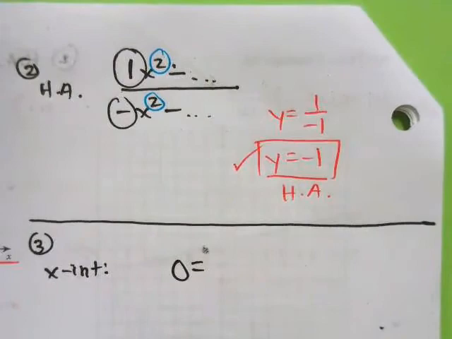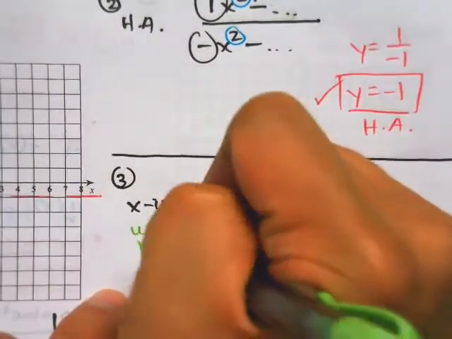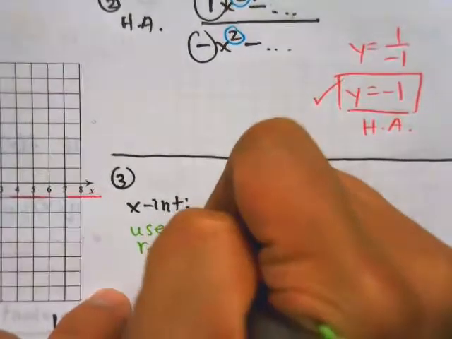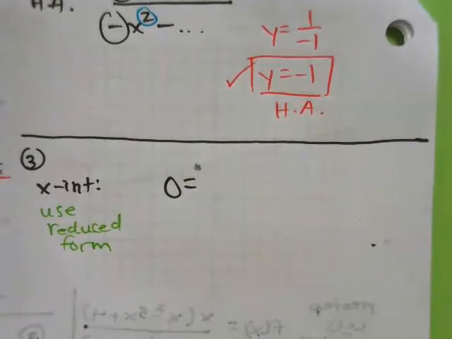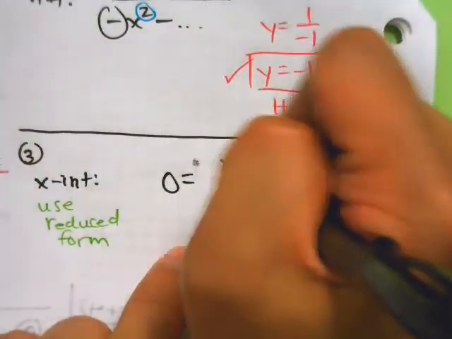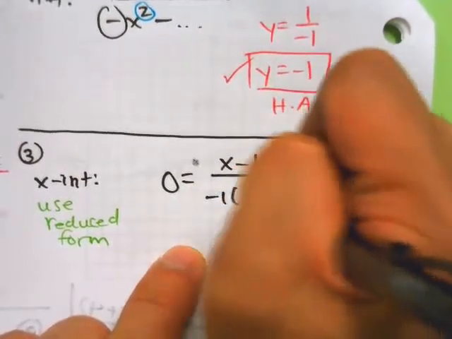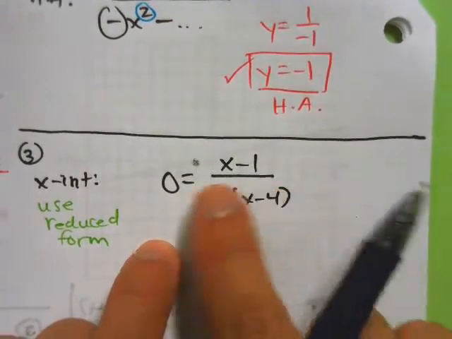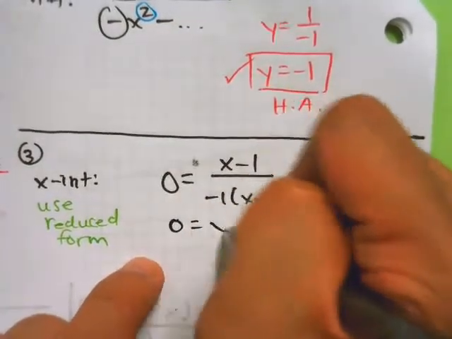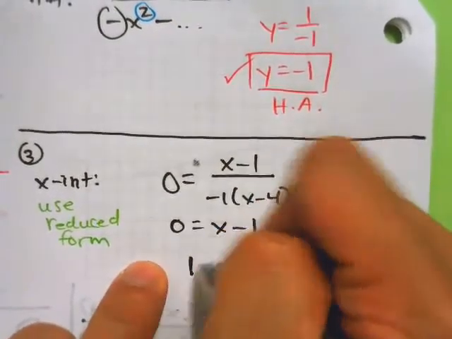0 is equal to, and then again, we're going to use our reduced form. It's just going to be easier. I guess you could use the factored form. I didn't really think about that. So x minus 1 is equal to negative 1 times x plus 4. We're going to multiply both sides by the denominator. So this one goes away. Good thing that it's a times 0. X minus 1, so 1 is equal to x.